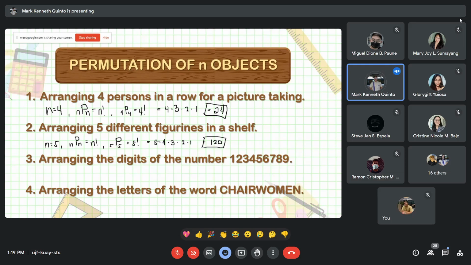Now, based on our example number 3, we have to arrange the digits of the number 1, 2, 3, 4, 5, 6, 7, 8, and 9. If I'm going to ask you, what is the value of our n?